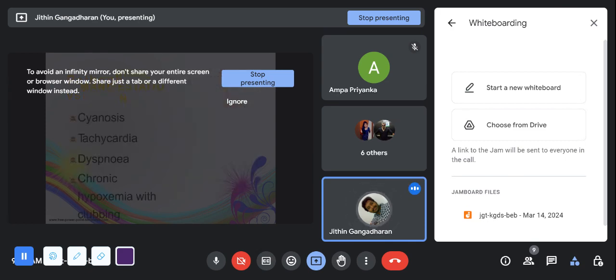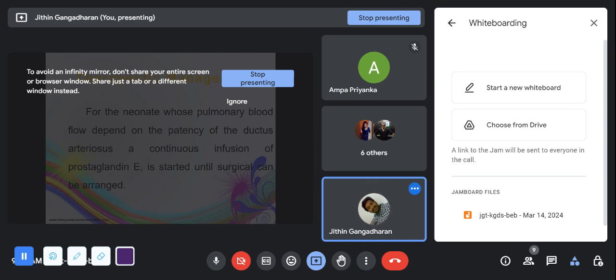See, in heart diseases, mainly in congenital heart diseases, cyanosis is the main complication. Dyspnea, hypoxia, clubbing of fingers, all those things will be there. And see, one point in case of PDA, the medicine we'll be giving is prostaglandin. Until the surgery is completed, prostaglandin will help to maintain the patency.